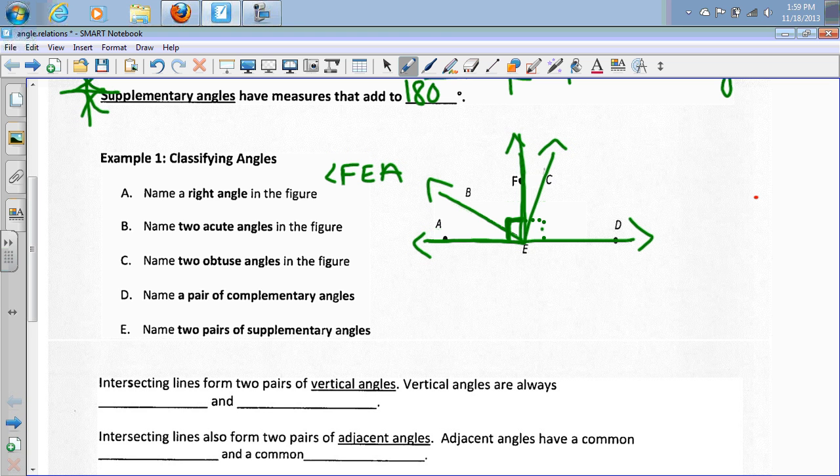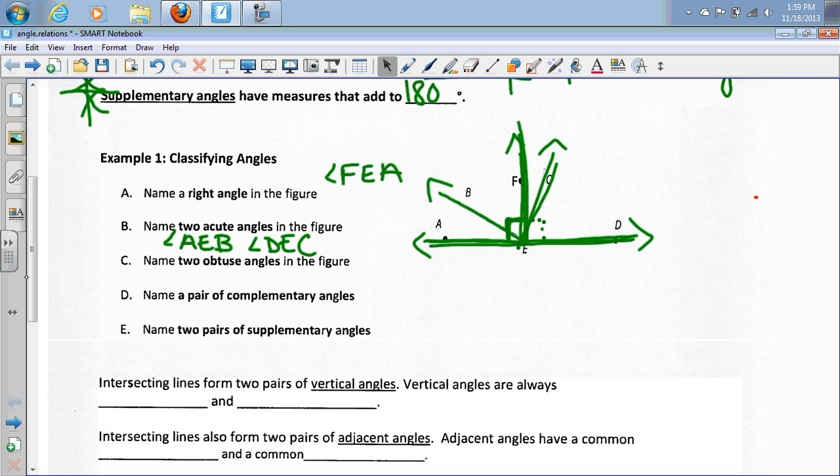Name two acute angles. Well, remember, acute angles are less than 90. So if this is my 90-degree angle, any angle that forms less than that would work. So I might say angle AEB, or I might say angle right here, angle DEC.